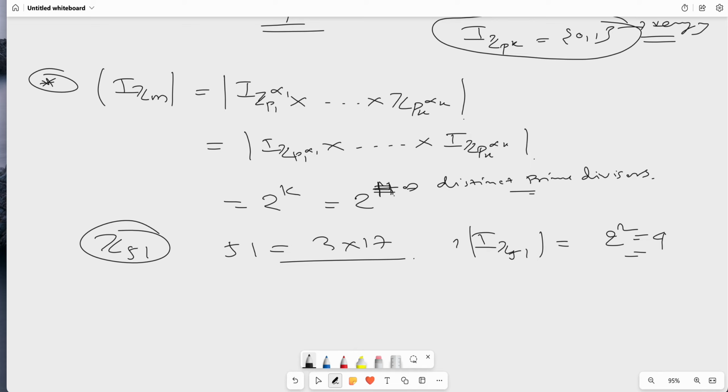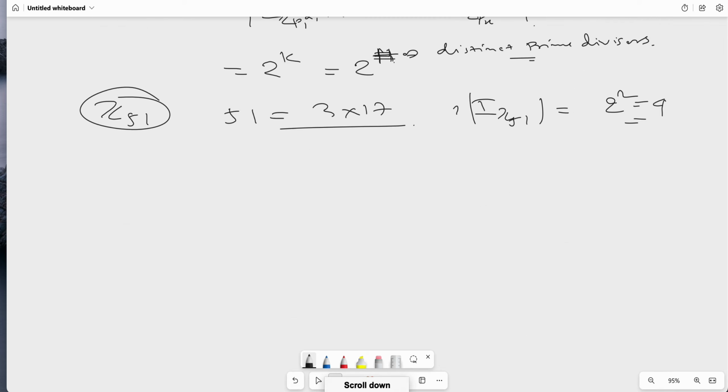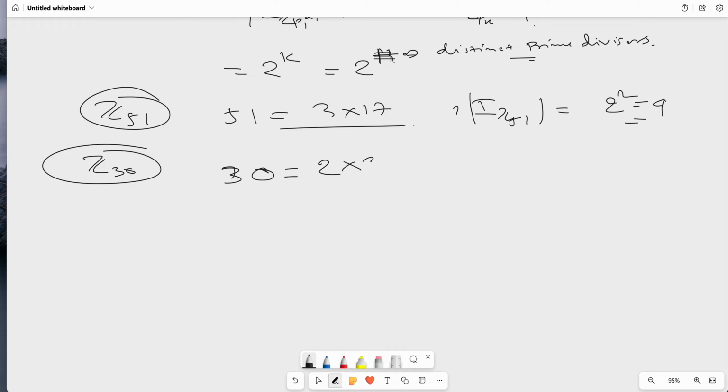So this kind of examples. Suppose in Z30, how can we write 30? 2, 3, 5. So the number of idempotents in Z30 is 2 to the power 3, since there are 3 distinct prime divisors, that is 8.